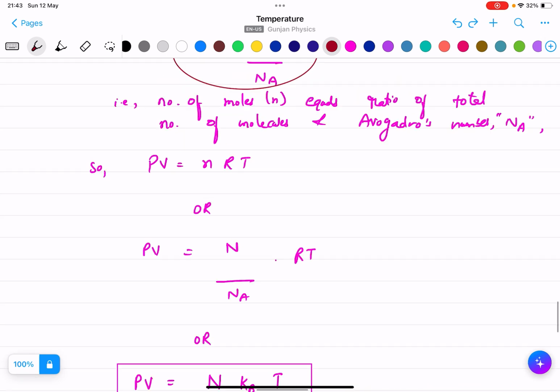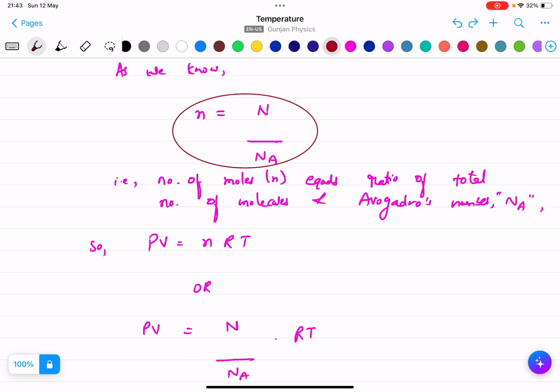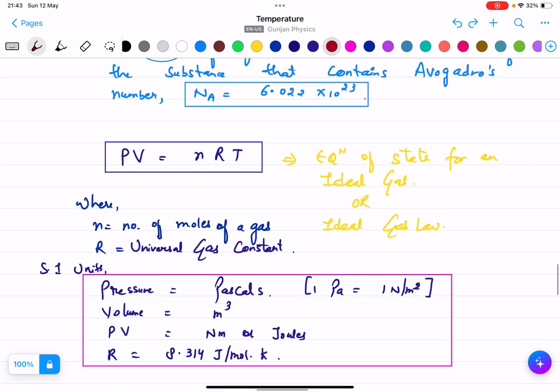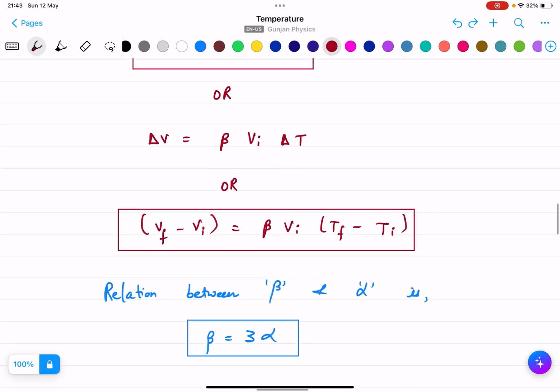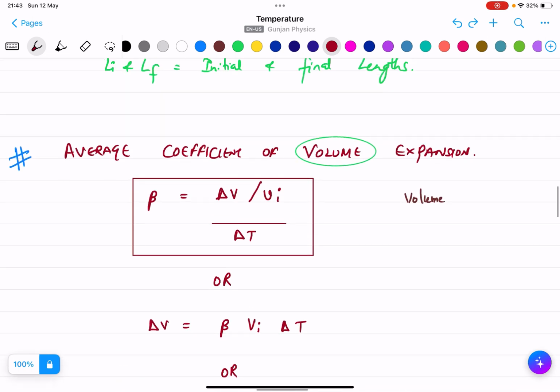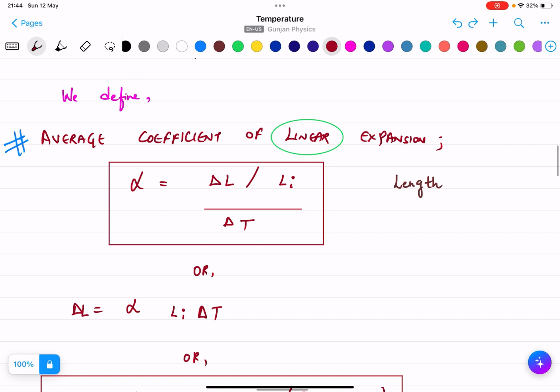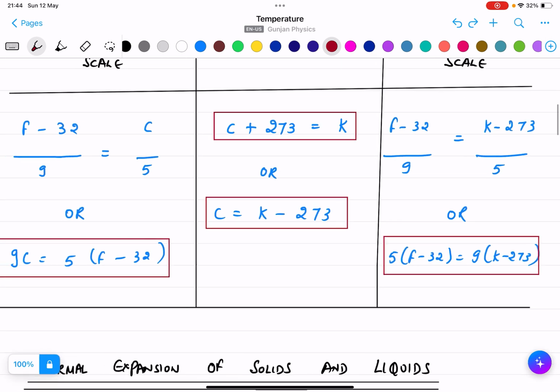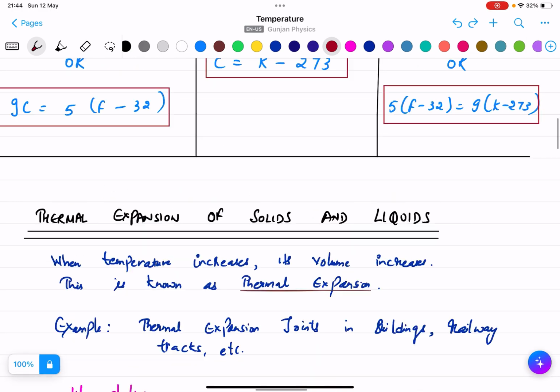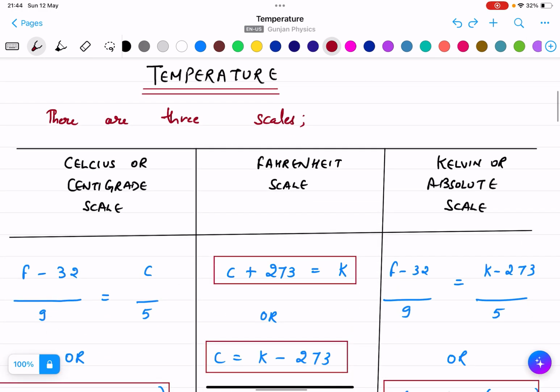These are some of the formulas you need to remember for solving the numericals. The most important formula is PV equals nRT, which is the ideal gas equation, and beta equals 3 alpha. Also remember this formula for alpha, and the Celsius and Fahrenheit scales. So these are some of the formulas you need to remember for solving the numericals.